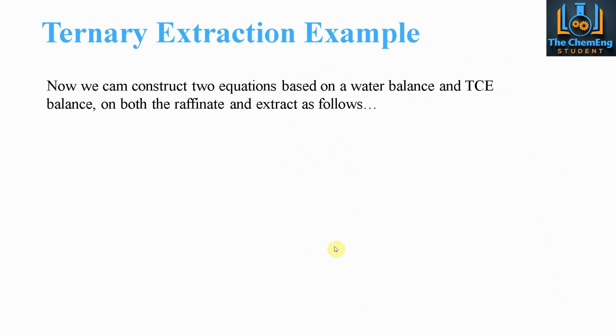All right. So now from here, what we can do is construct two equations, and we can do this based on a water balance, and on a TCE balance. We do this so that we can determine the raffinate and the extract flow rates. Because if we do a balance on the water, then we know the composition, so the XWR, that's the composition of water in the raffinate, plus the composition of the water in the extract, must be equal to the composition of the water at the mixing point.